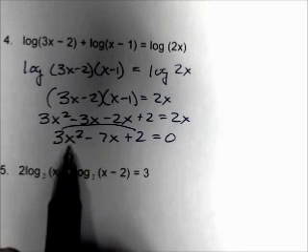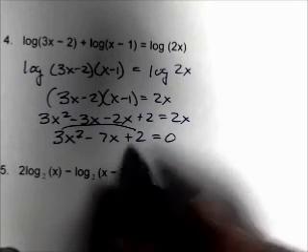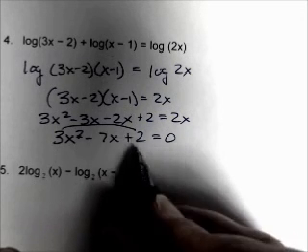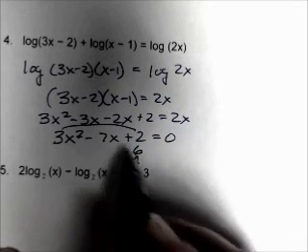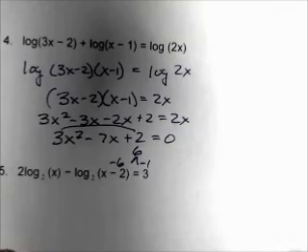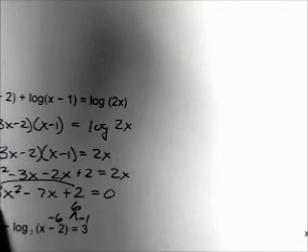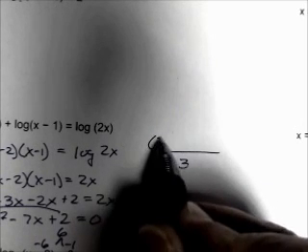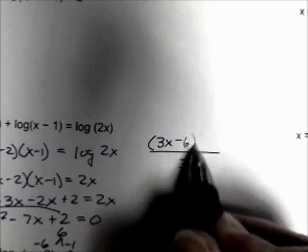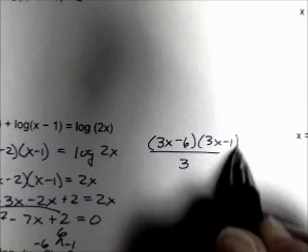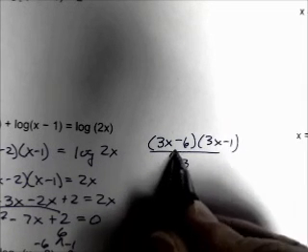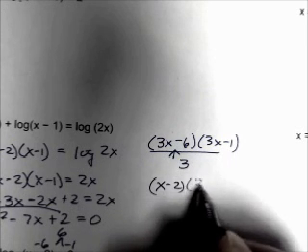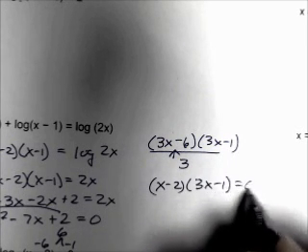Trinomial, lead coefficient's not 1, it's 3, so we do 3 times 2. This is our factor in, factor out, or FIFO method. That's 6. The factors of 6 that add to negative 7 are negative 6 and negative 1. Lead coefficient of 3, remember we need to divide by 3, so 3x minus 6 times 3x minus 1, all divided by 3. And 3 divides into 3x minus 6, x minus 2 times. 3x minus 1 is our other factor.